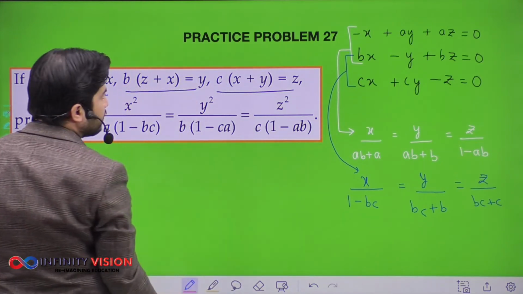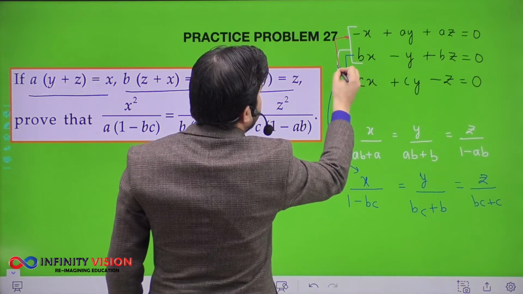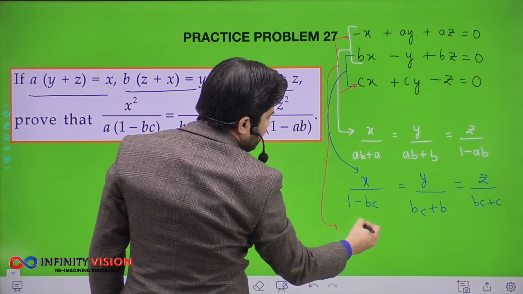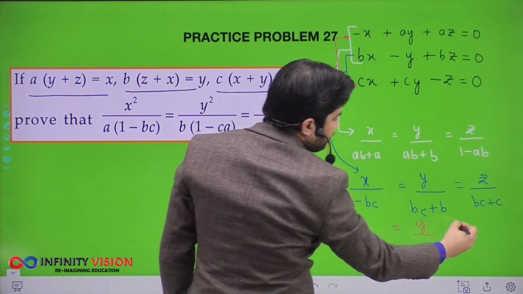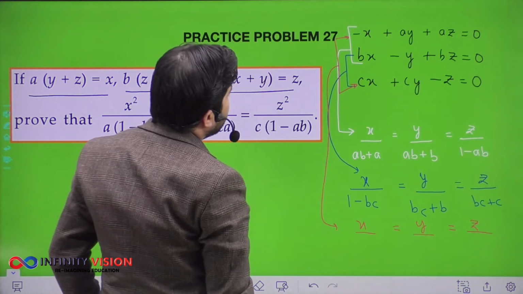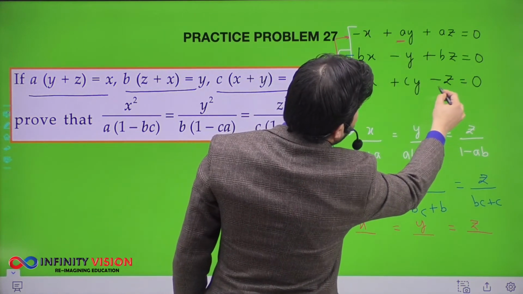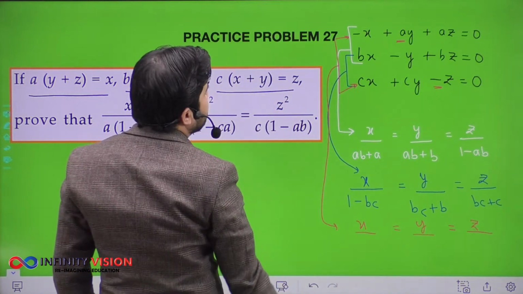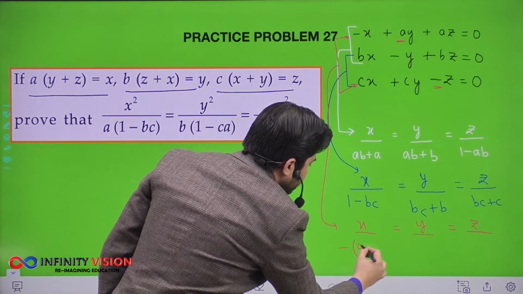Now, I'll pick the first one and the third one, and then I'm going to write my x upon y upon and z upon. For this a will go with minus 1, that makes it minus a, and then minus ac. So minus, I'll common a plus ac.